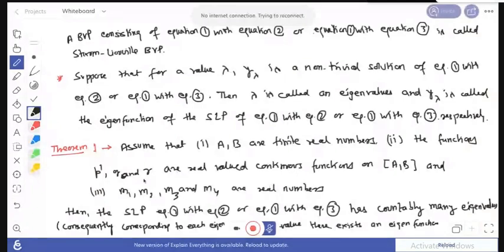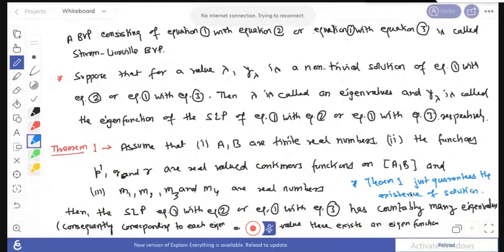So basically, this theorem 1 just guarantees the existence of a solution. You can write here: this theorem 1 just guarantees the existence of solution.